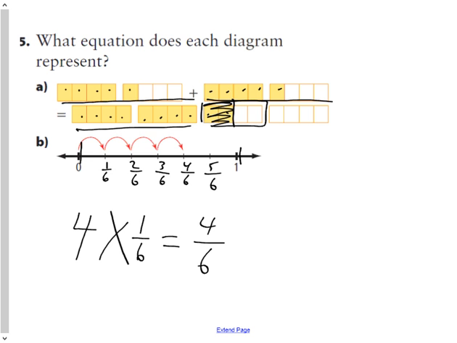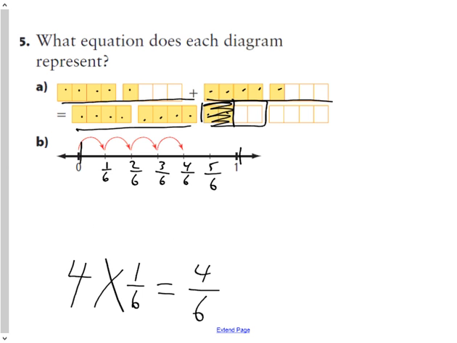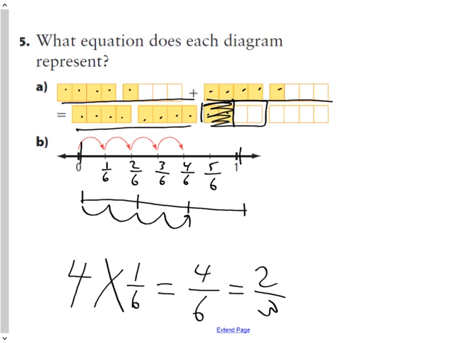which leaves me at 4/6. And if I think about what is 4/6 in lowest terms, anybody? 2/3. So if I was to cut it into thirds instead of sixths, 1, 2, 3, 4 jumps leaves you at 2/3, as a fraction.